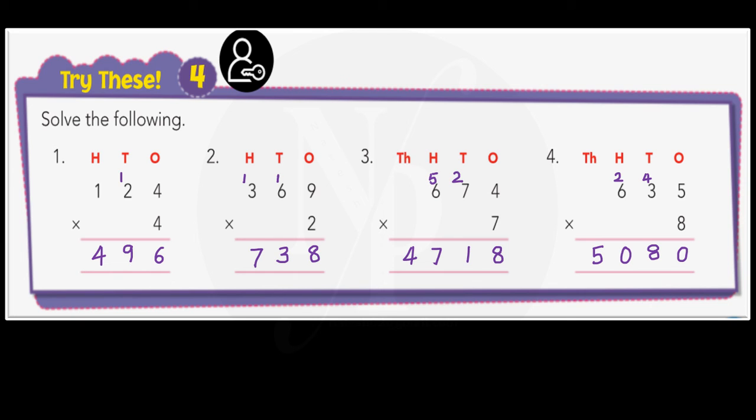So this is how we can find the product of numbers with and without regrouping. So I hope you enjoyed today's video and learned the both methods of multiplying with and without regrouping.